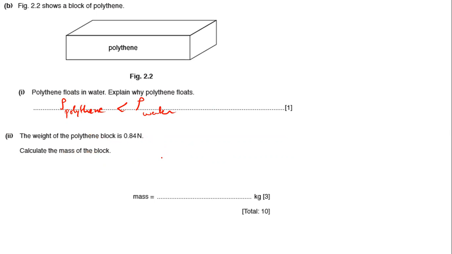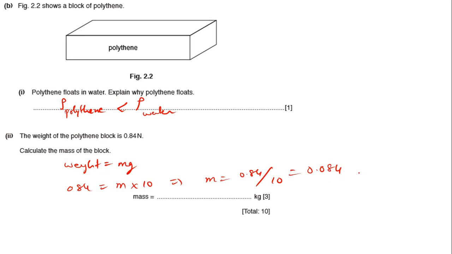0.084. Okay, again the kg, same mistake. This is a 3-mark question. So you have to write weight is equal to m into g. And here the weight is given as 0.84 is equal to mass, which is unknown, multiplied by 10. This implies m should be equal to 0.84 divided by 10, which should be 0.084 kg. So you will get 1 mark for the calculation, 1 mark for the answer.